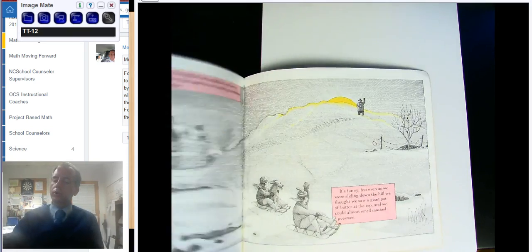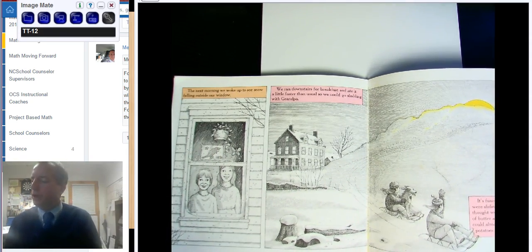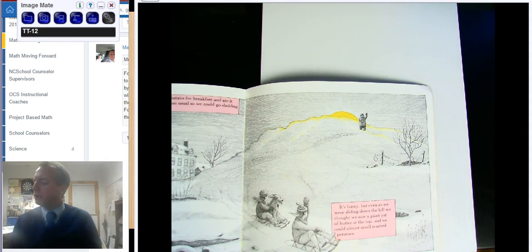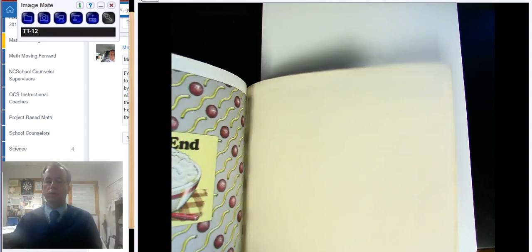I remember his good-night kiss. The next morning we woke up to see snow falling outside our window. We ran downstairs for breakfast and ate it a little faster than usual so we could go sledding with Grandpa. It's funny, but even as we were sliding down the hill, we thought we saw a giant pat of butter at the top, and we could almost smell mashed potatoes.